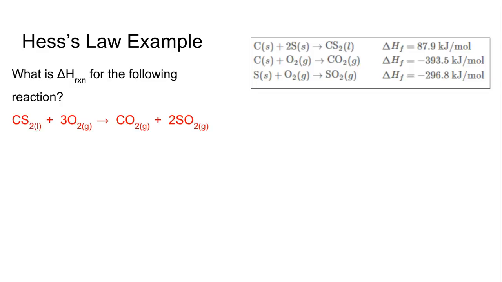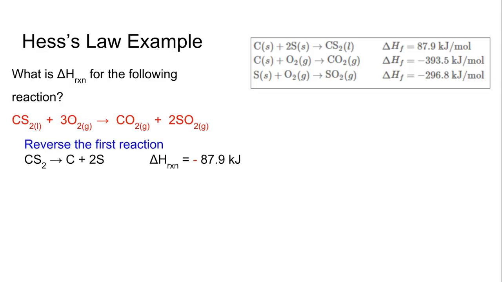The first reaction, if I look at it, has CS2 on the right side as a product, but we need to make sure it's a reactant in our final equation. So we're going to have to reverse that reaction. When I reverse that reaction, as we see here, look what happens to the sign of delta H. We changed it from positive 87.9 to negative 87.9.